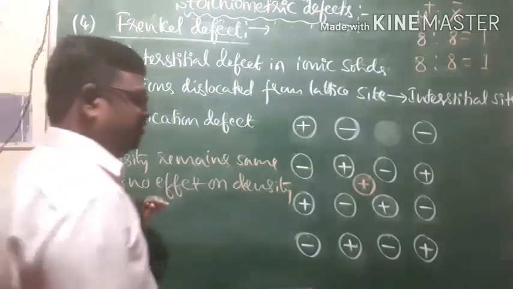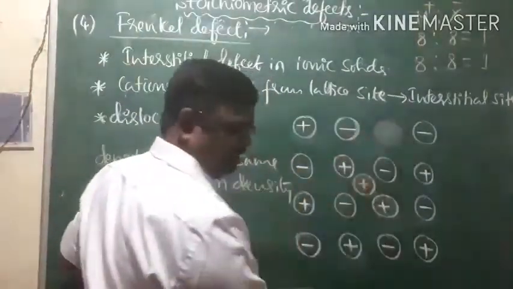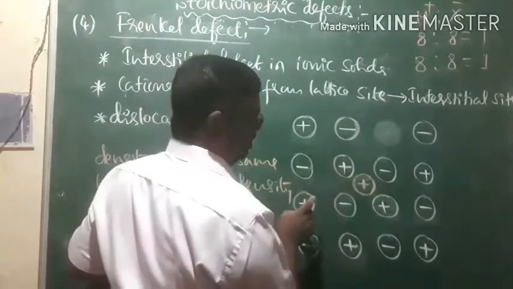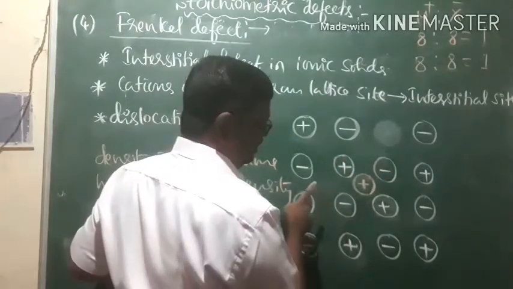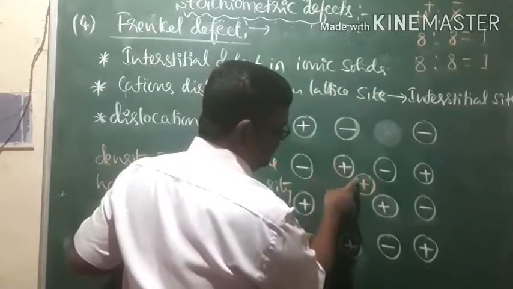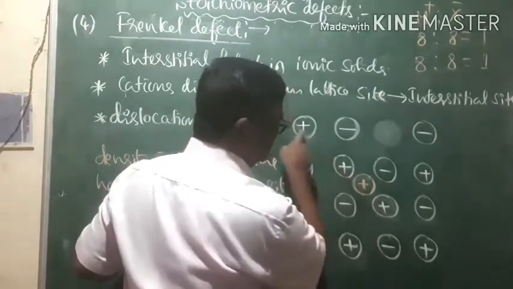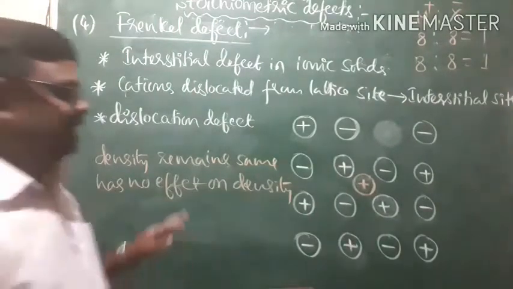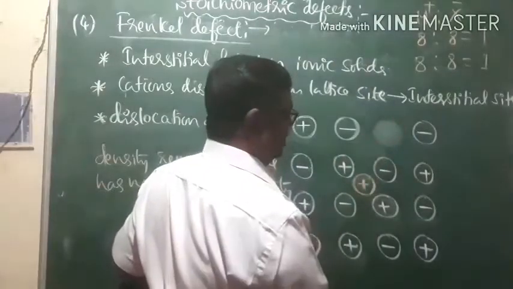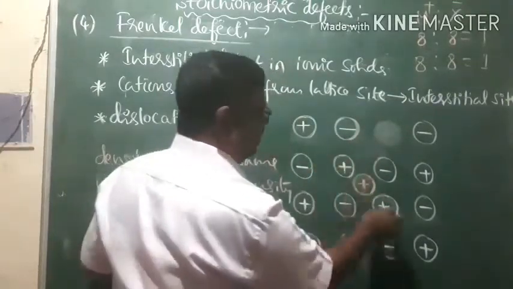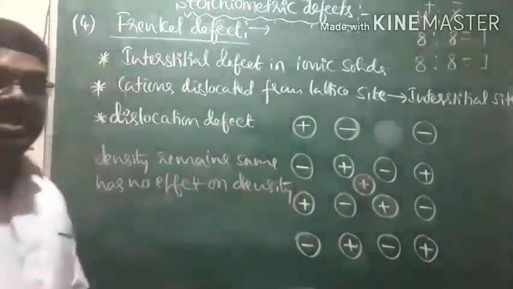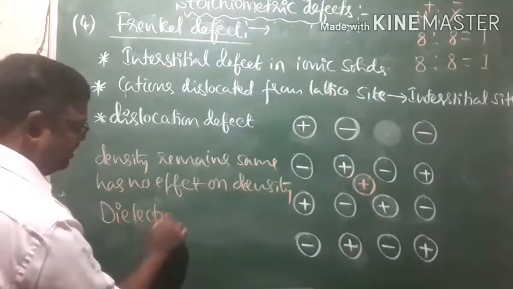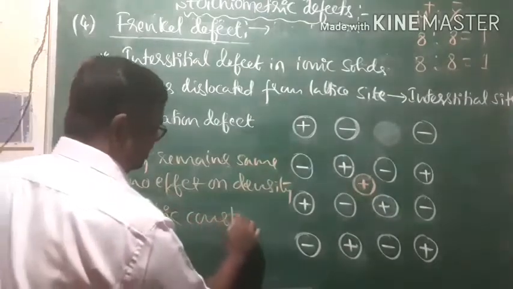But observe here, due to the dislocation of cations from their lattice sites, particles with similar charges will become closer and closer to each other. Therefore, the dielectric constant of a solid increases.